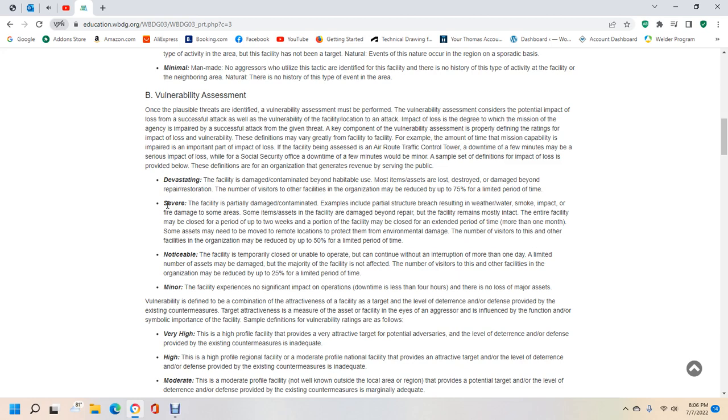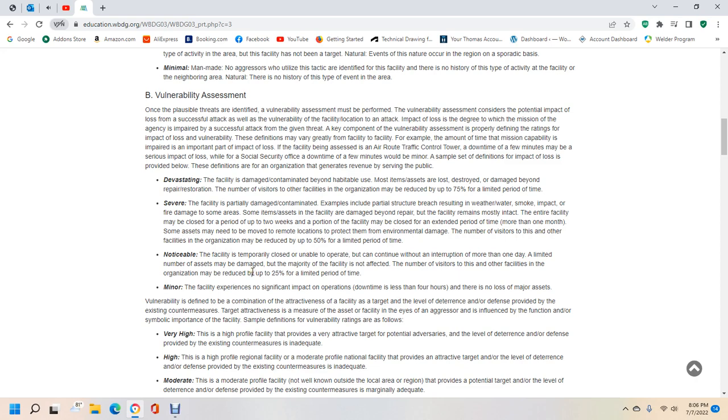Severe: the facility is partially damaged or contaminated. Examples include a partial structure breach resulting in weather, water, smoke, impact, or fire damage in some areas. Some items in the facility are damaged beyond repair. The facility remains mostly intact, but must be closed for a period of up to 2 weeks, and portions of the facility may be closed for more than 1 month. Some assets may need to be removed to a remote location to protect against environmental damage. The number of visitors to this and other facilities of the organization may be reduced by up to 50% for a limited period of time.